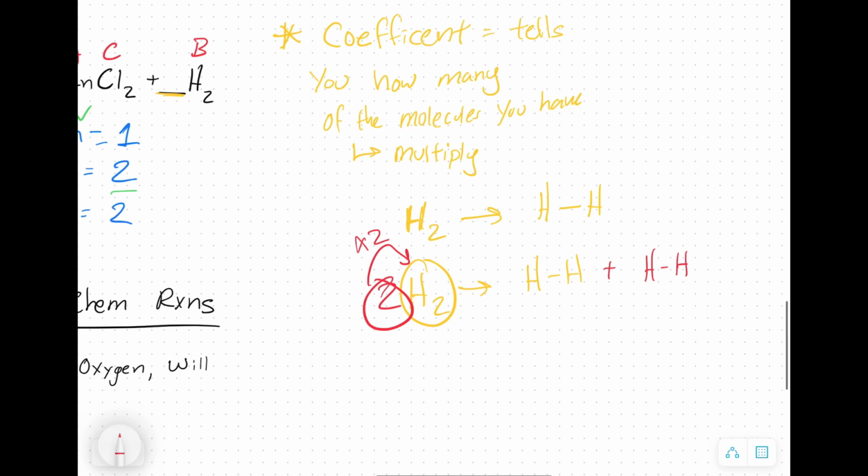A little shortcut, if I was just trying to figure out how many H's I had in total: I take my coefficient 2, multiply it by the subscript 2, and I do 2 times 2, and it tells me I have 4 H's in total. And if I check, 1, 2, 3, 4, 4 H's.